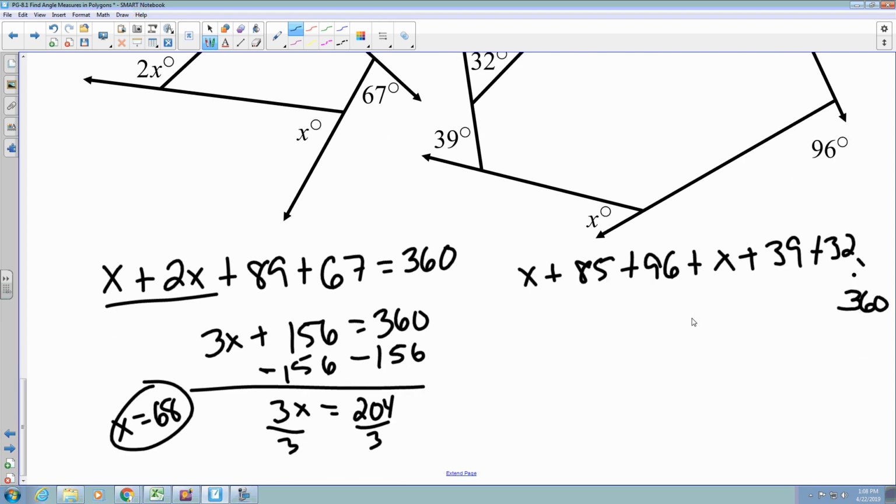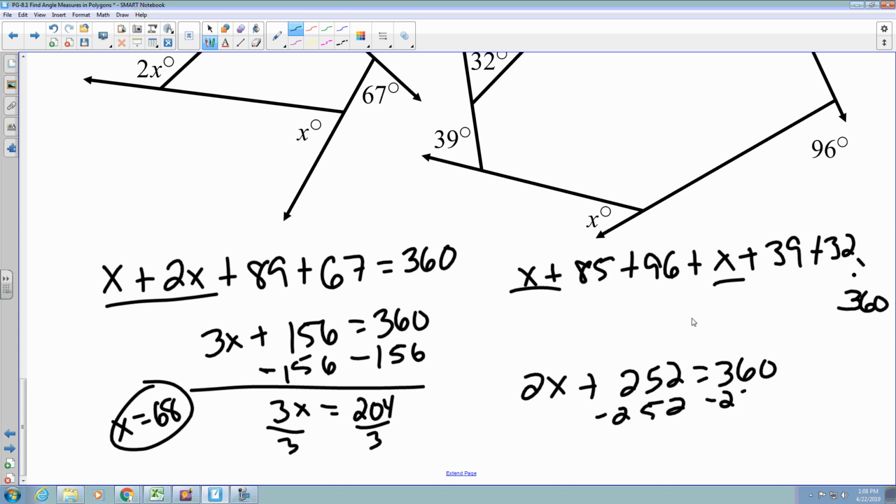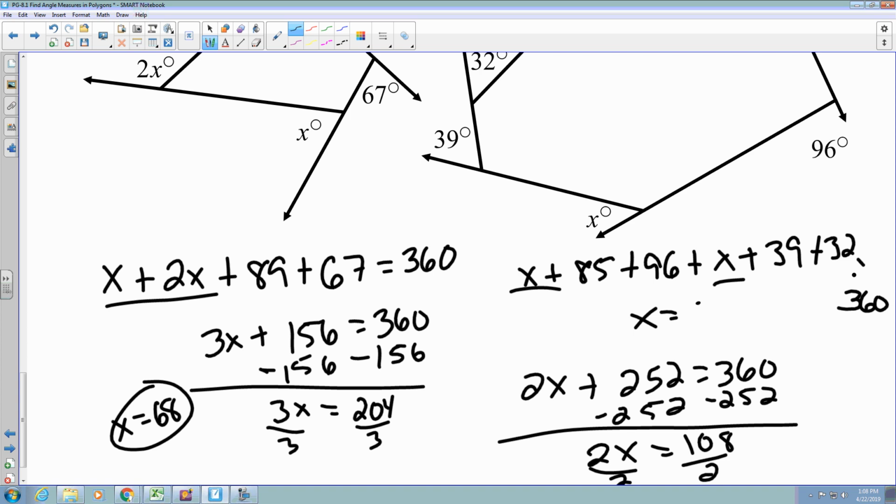Okay, so I got two like terms for my variable, so that's going to give me 2x plus 85 plus 96 plus 39 plus 32, and that gives me 252, and that'll equal 360. So I'll subtract 252 from both sides. Now I got 2x equals 360 minus 252, which is equal to 108. Divide everything by 2. X will equal 54. Okay?